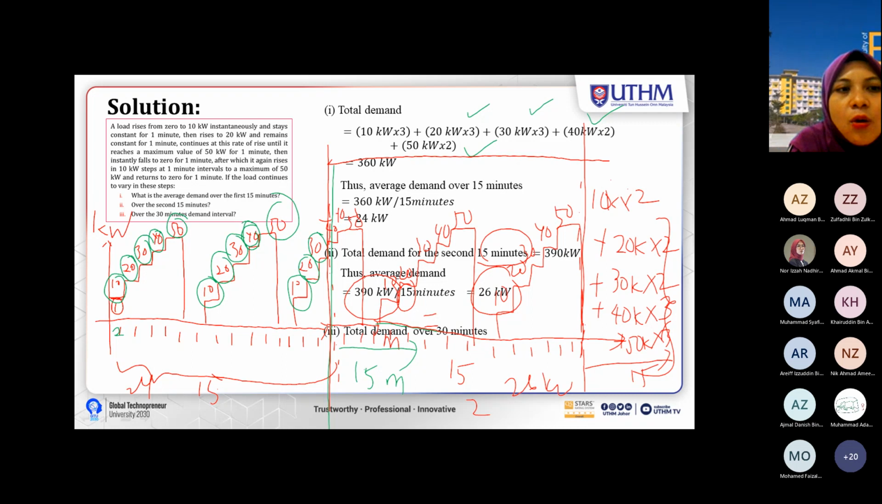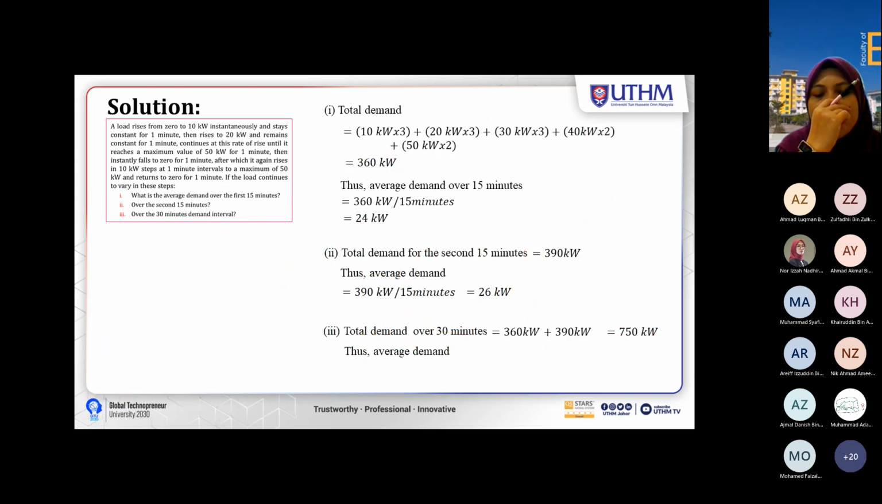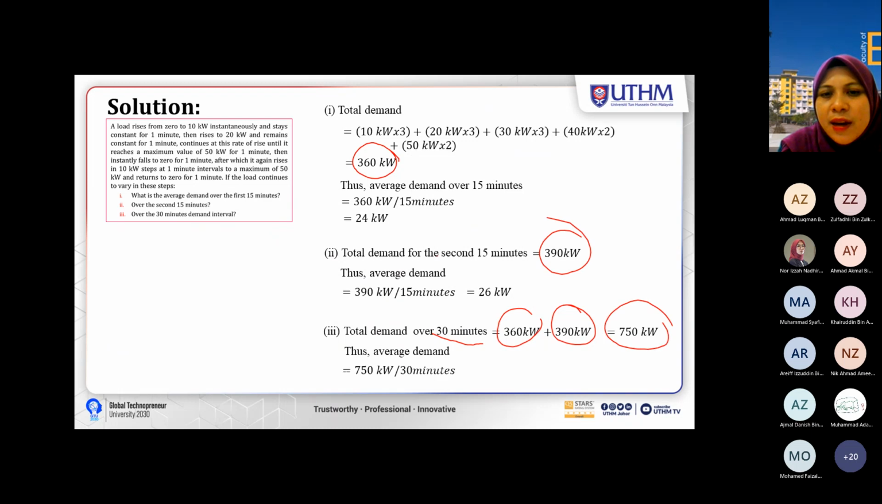Lepas tu dia kata nak over 30 minutes. Semua ni. Jadi bila semua 360 tadi, awak tambah dengan 390, dapatlah 750 kilowatt. Kejap-kejap saya padamlah. Okey, nampak kan? Jadi kalau nak dapatkan dia punya tu over 30 minutes, yang ini tambah dengan yang ini, you akan dapat 750 kilowatt.